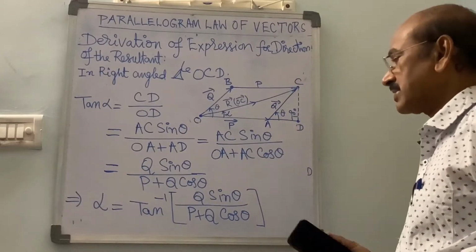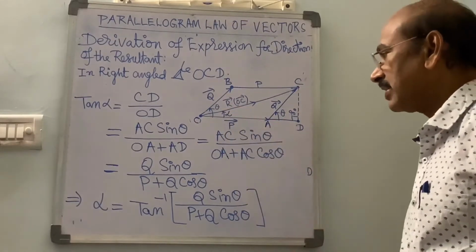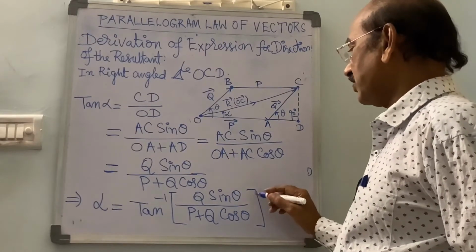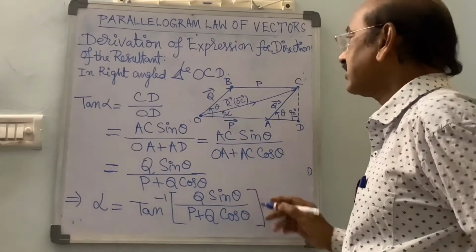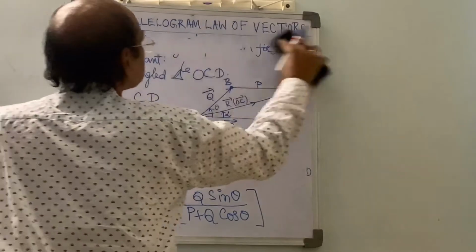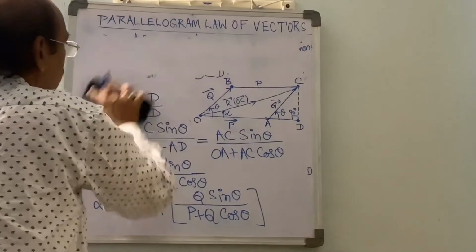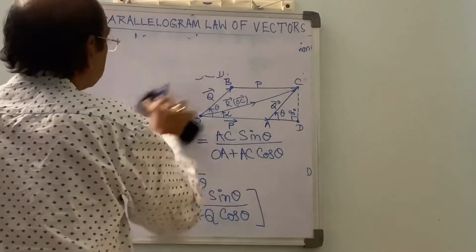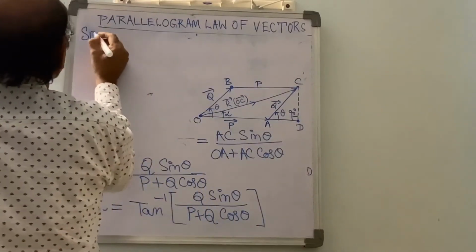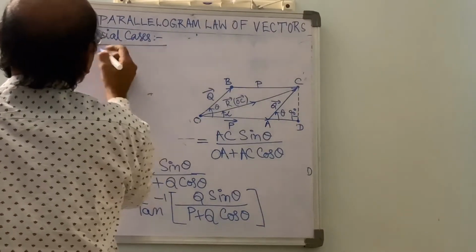So there are special cases when we consider theta equal to 0 degrees, then how the equations change, magnitude and direction. Values are how much? Theta equal to 90. Let us calculate. Special cases. First one.